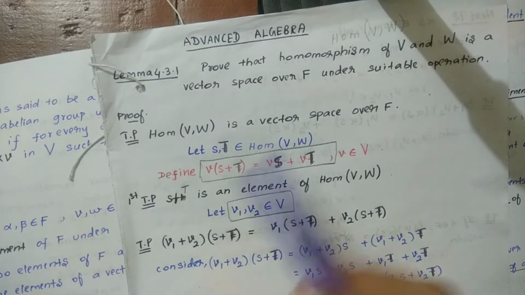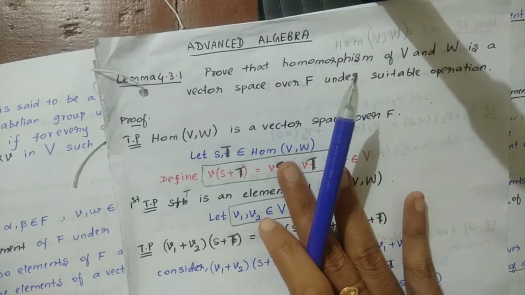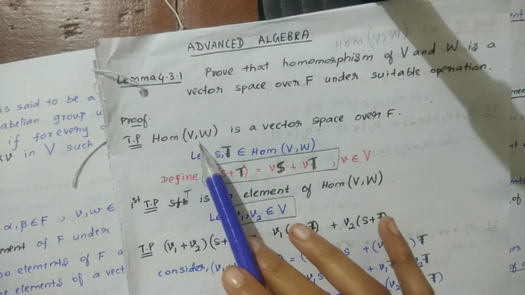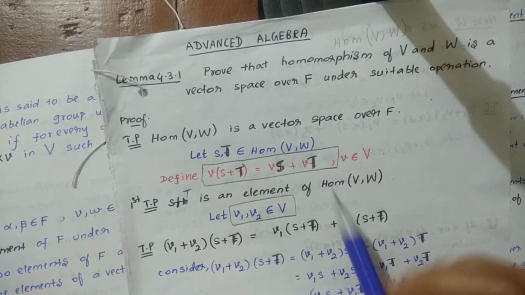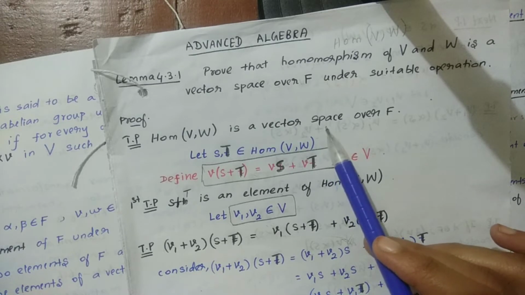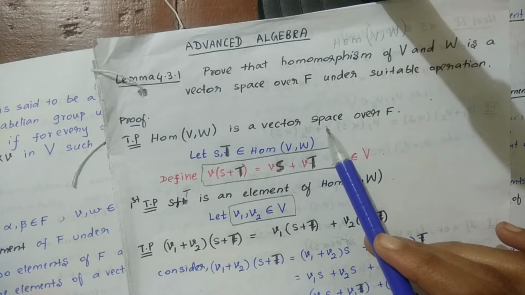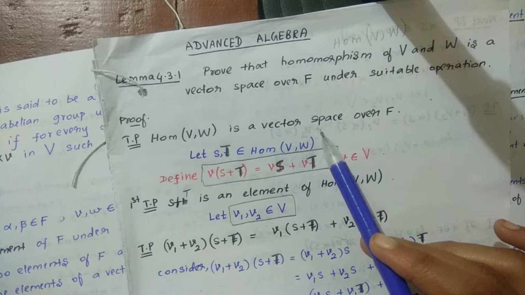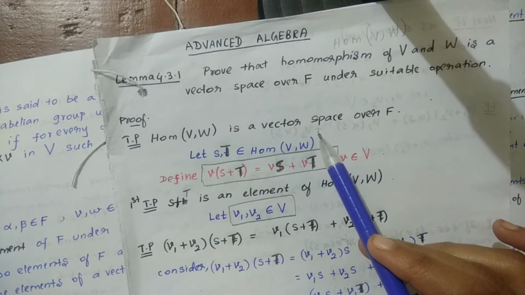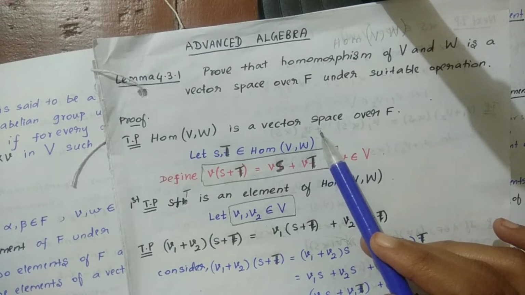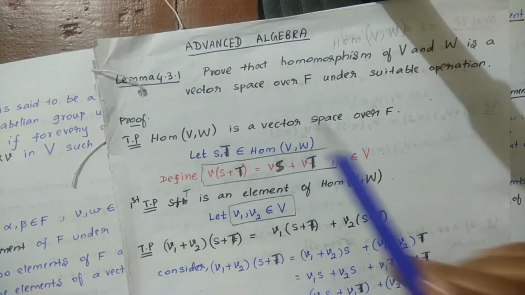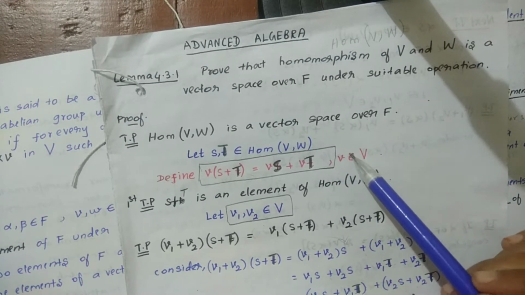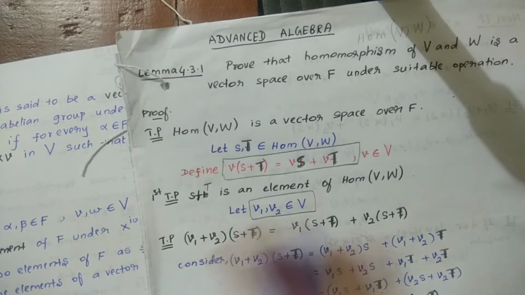They asked us to show that homomorphism of V comma W is a vector space, right? We have a definition. In the previous video, I explained the definition for vector space. If you want to say a set is a vector space, a few conditions should be satisfied. This set should satisfy those conditions. So here you are proving those conditions to say this homomorphism of V comma W is a vector space. Is that clear? Okay, let's see.